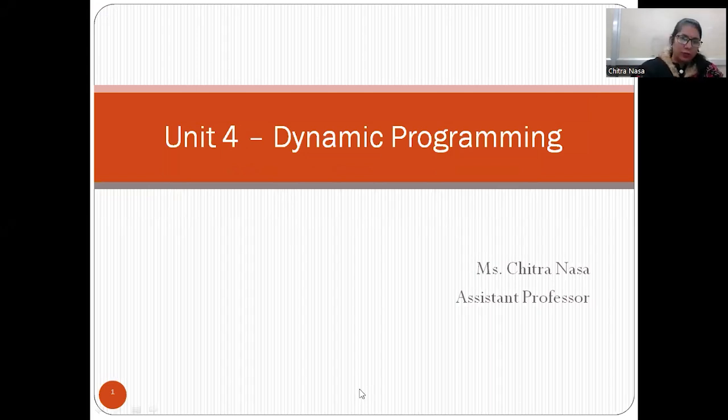Good morning. Today we are going to start another topic in the Design and Analysis of Algorithms subject, that is the DP approach. The approach name is DP and the full form is dynamic programming. It's a topic of your Unit 4.